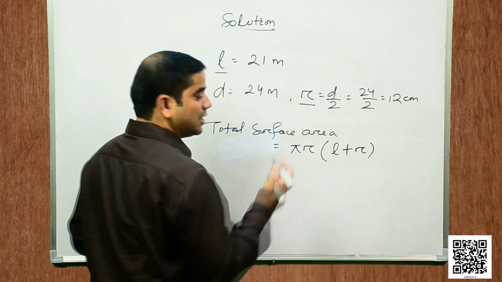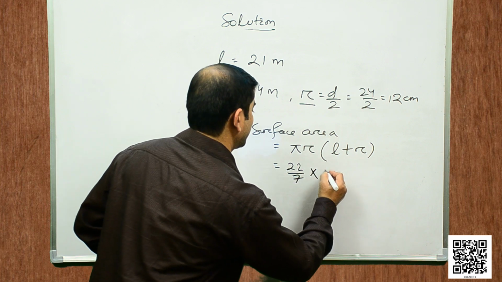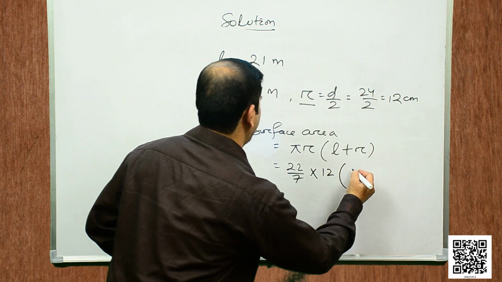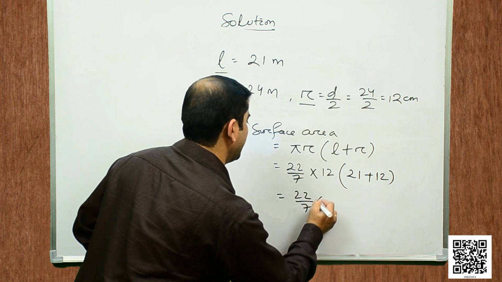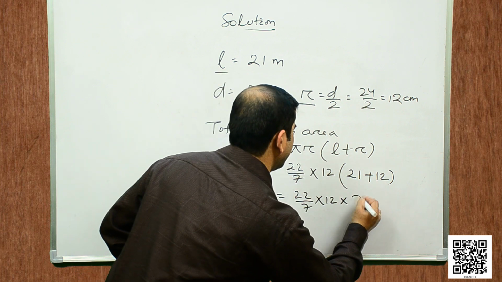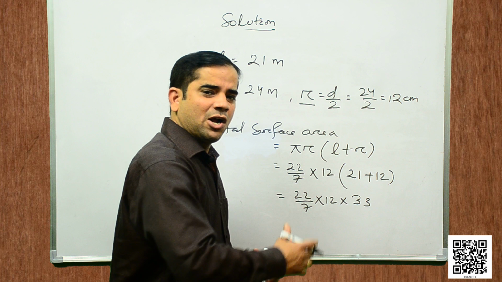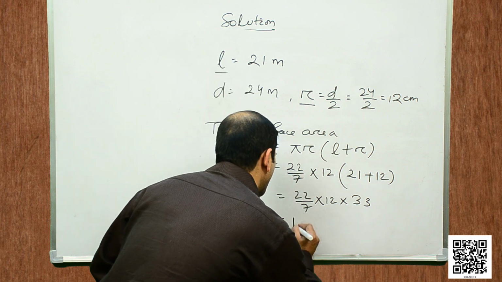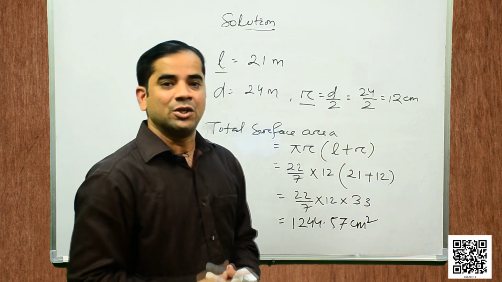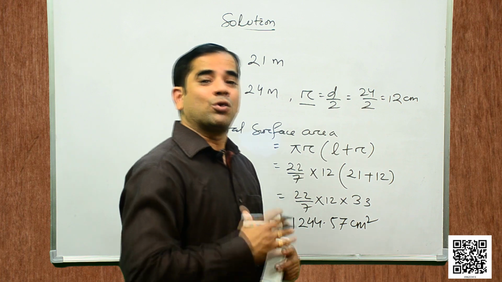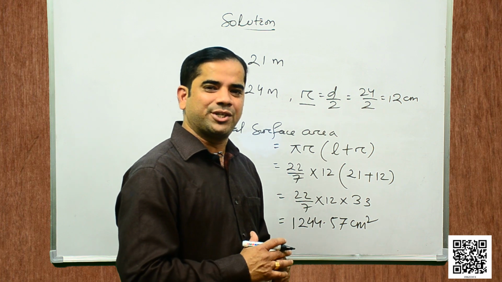So, we just need to substitute the values, that is 22 by 7 into 12 whole multiplied by (21 plus 12), that is equal to 22 by 7 into 12 into 33. Okay. So, after calculation we will have a value that is equal to 1244.57 centimeter square. So, this is the desired total surface area of the cone. Hope you understand the solution for this question.